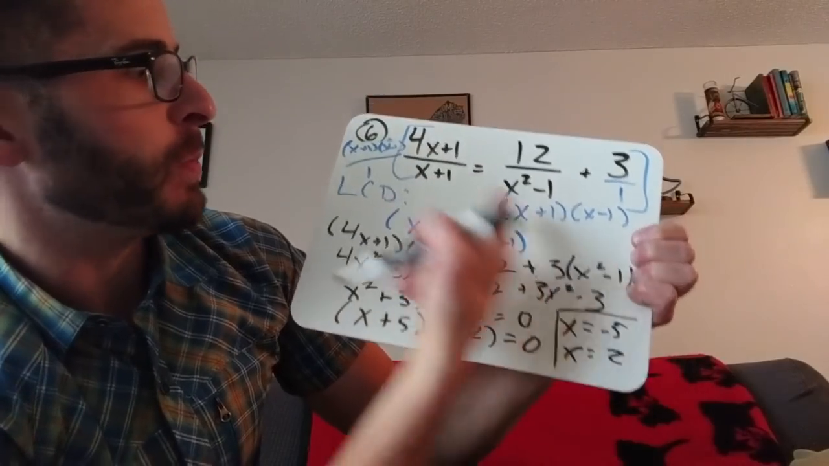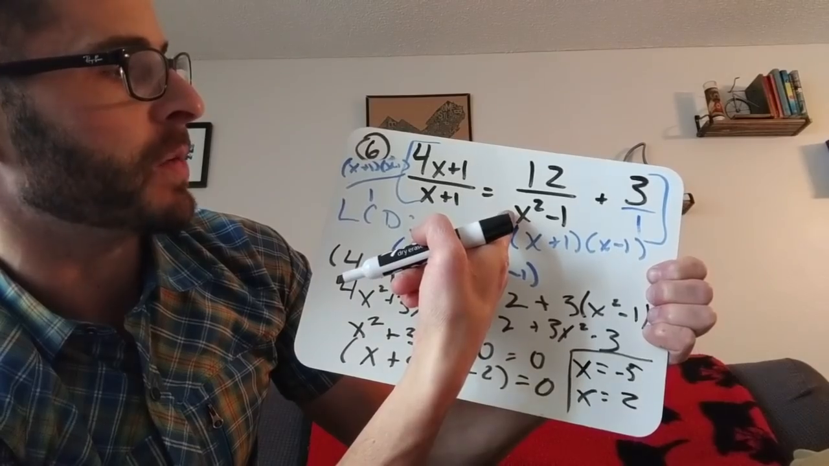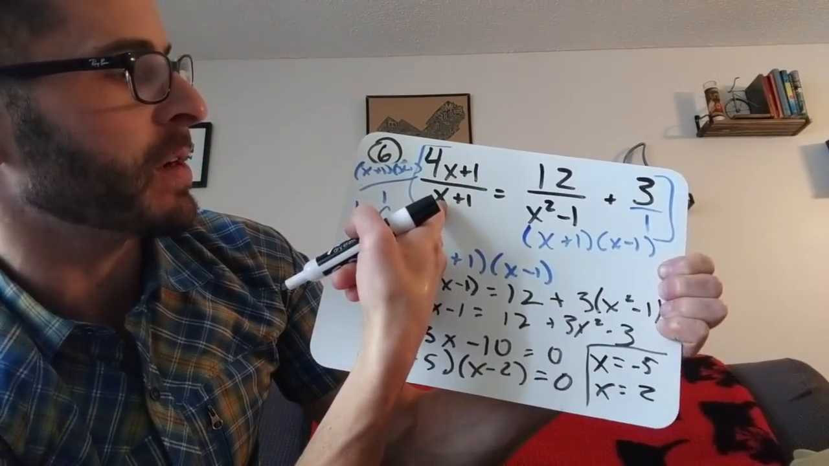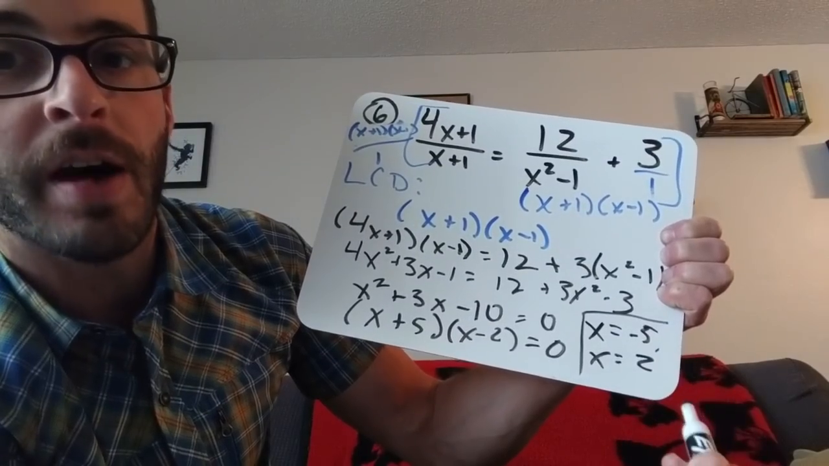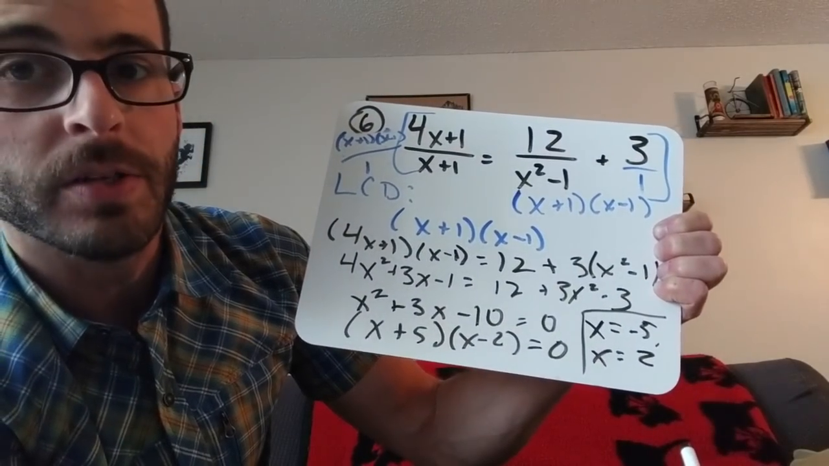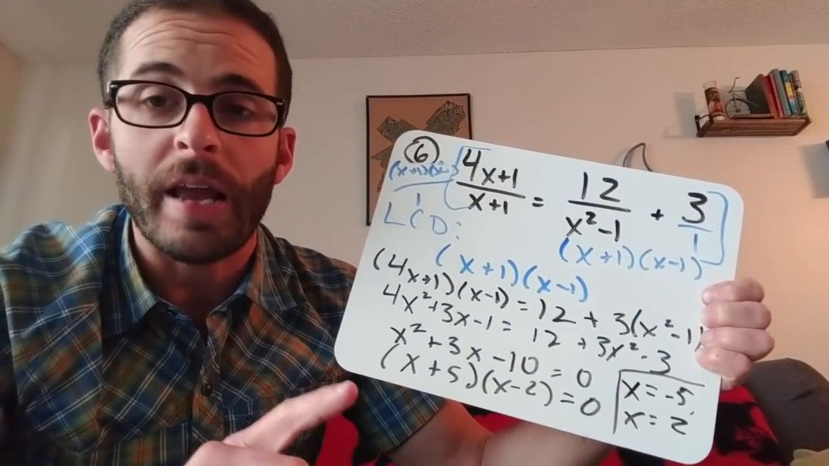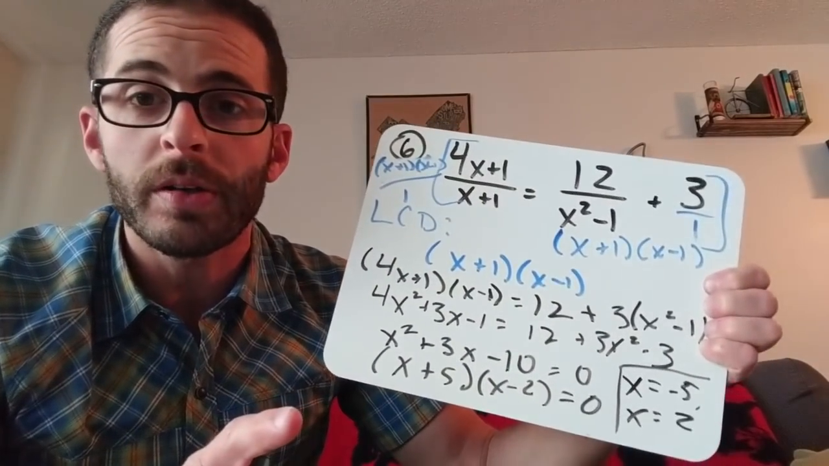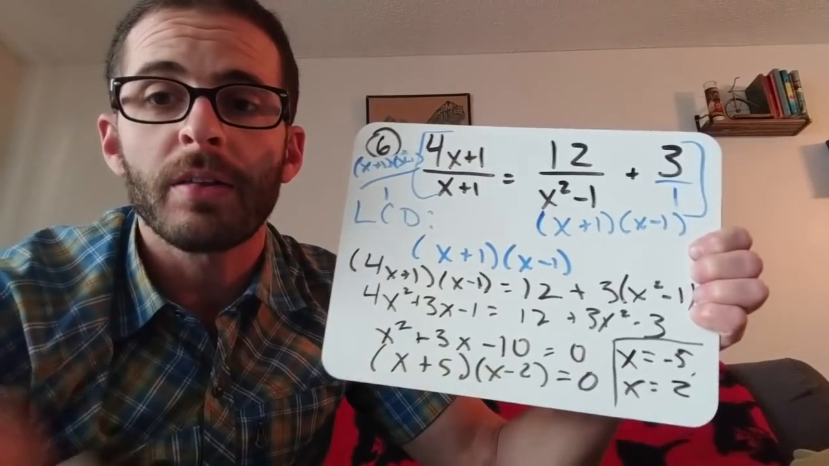And you got to look. If you plug in a negative 5 here, will it make it 0? No. Will it make it 0? No. 2, will that make it 0? No. Will that make it 0? Nope. So x equals negative 5 and x equals 2 are my answers. Okay? I'm going to pause here and write down numbers 7 and 8 because I ran out of whiteboards. You can take the time to finish the math on your own.